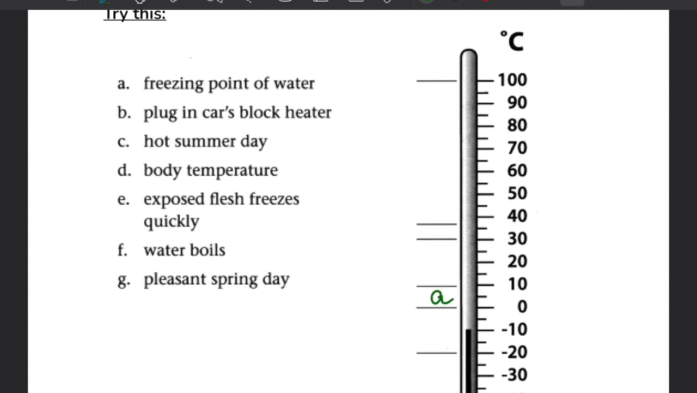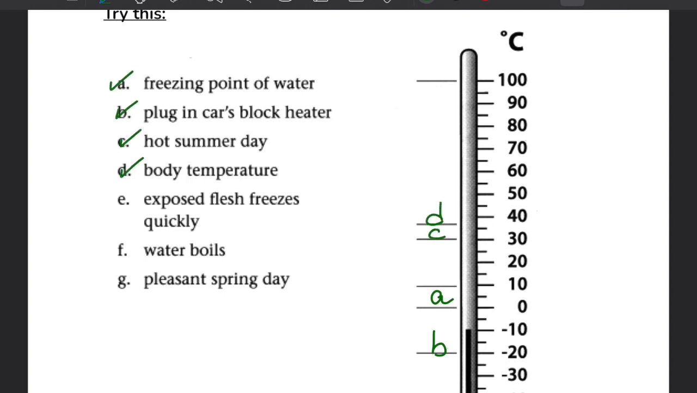And B says plug-in car's block heater. So that should be around -20. That is the recommended temperature so that your car doesn't die. A hot summer day, so I'm assuming that's somewhere in the 30s. So it could be 30 degrees or 37. We don't know yet, so let's keep going. Body temperature. Okay, here we go. The body's temperature is around 37 degrees. So this is going to be D, and then a hot summer day is going to be C.